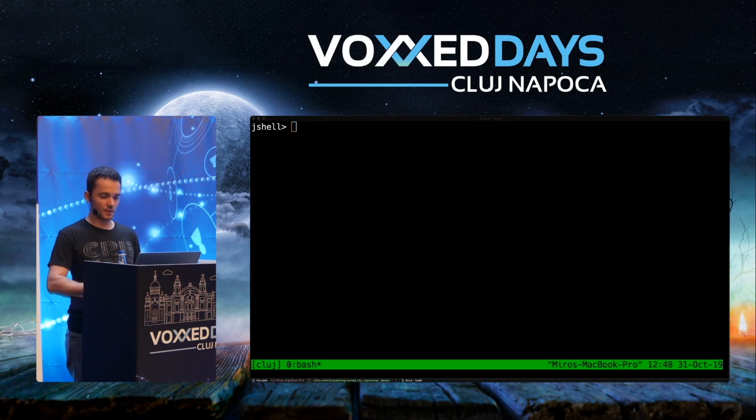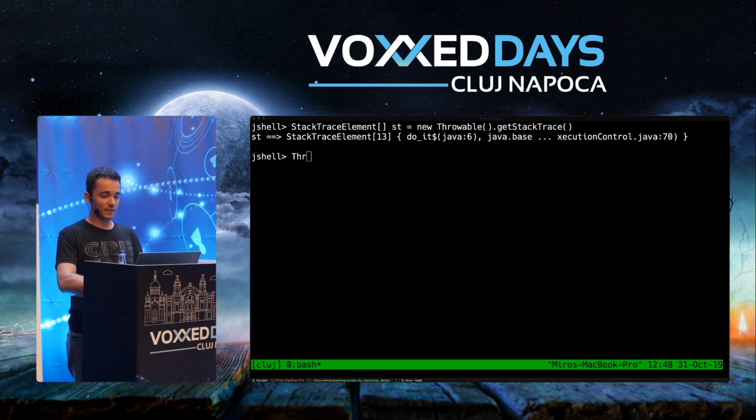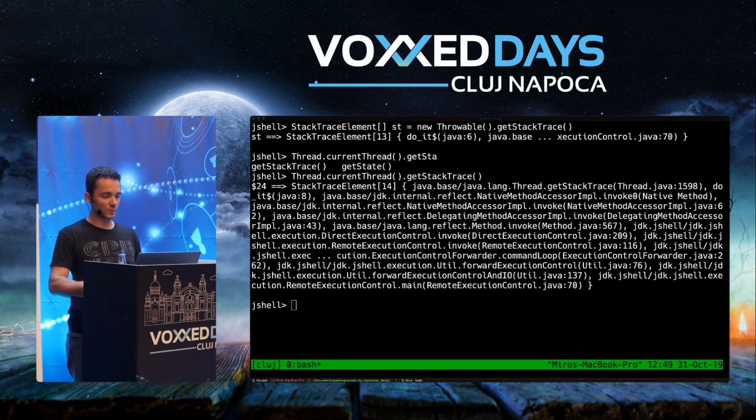StackWalker is essentially an API for easy, lazy, and stream-friendly access to stack traces. Before Java 9, we had the old getStackTrace API, which has been available since Java 1.4. I could create a throwable and call the getStackTrace method, which returns an array of stack trace elements. Alternatively, I could obtain a reference to my thread and call getStackTrace there, which gives me the same output. So this is my stack trace at this point in time.